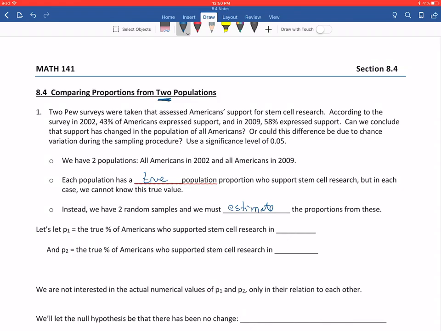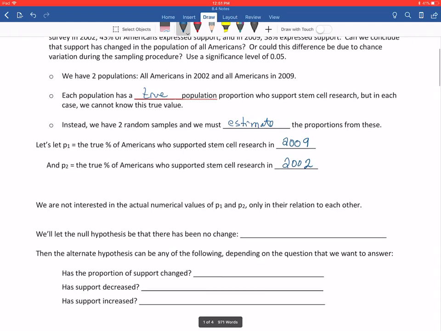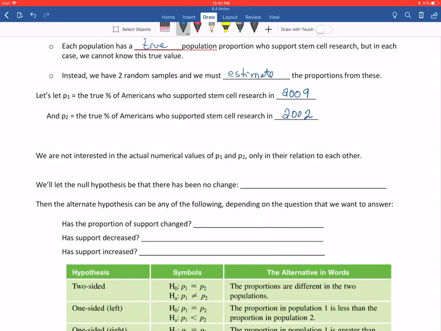Okay, it really doesn't matter which one you let be your P1 and your P2, but once you've defined them, you need to make sure you stick with that through the rest of the problem. So for us, we're going to let our P1 be the proportion of Americans who supported the stem cell research in 2009. And we're going to let our P2 be the 2002 number. Again, we don't really care what P1 and P2 are. All we're really trying to answer is a question about their relationship to each other.